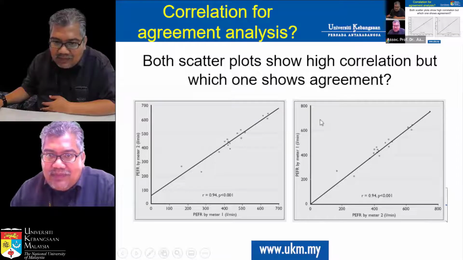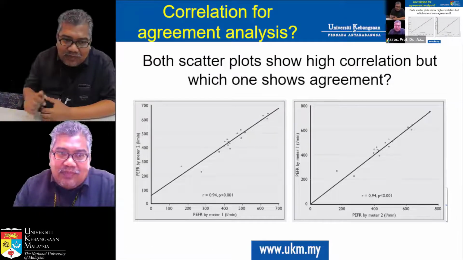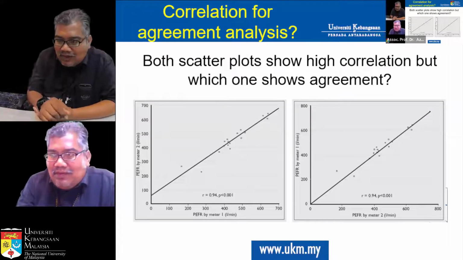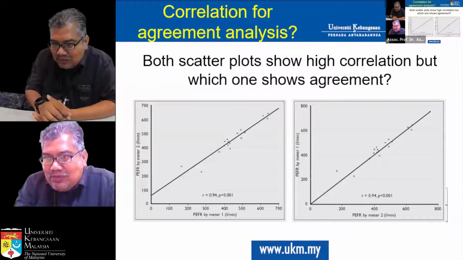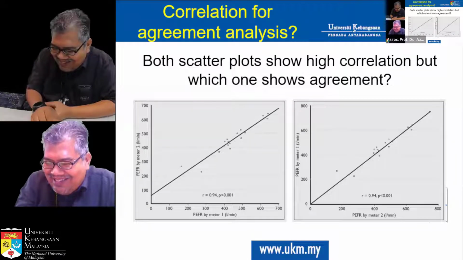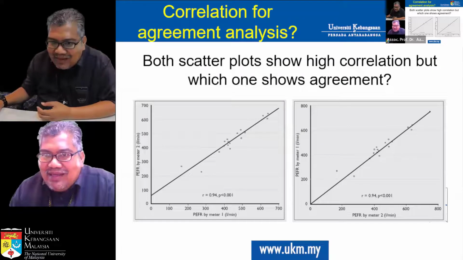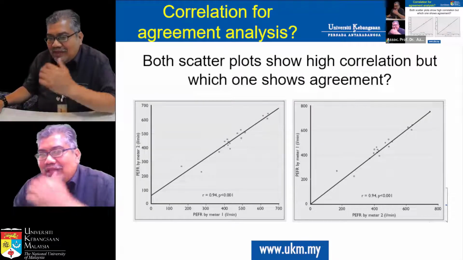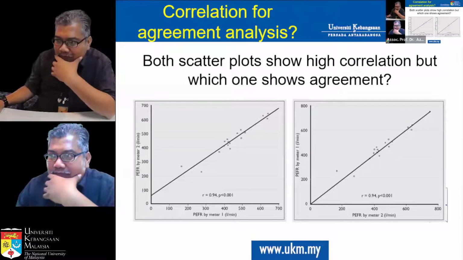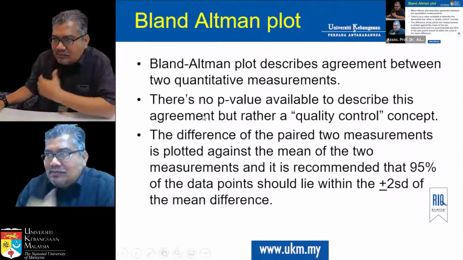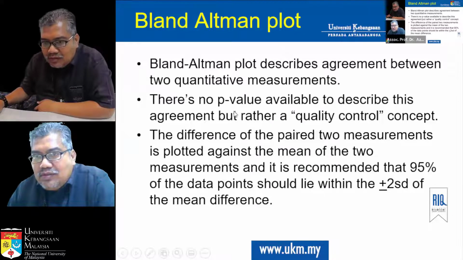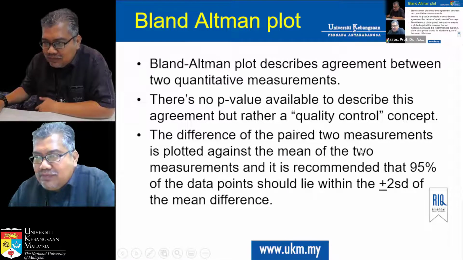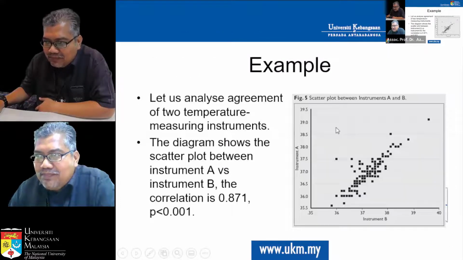But from my experience in UKM, everyone uses R, everyone uses correlation to show agreement. So whenever they come to me, I have to redo the analysis for them. Therefore, what you do is use a Bland-Altman plot, but there is no p-value. You just draw the plot.